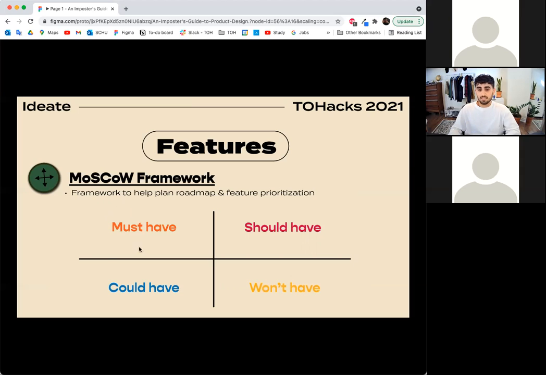So for instance, the must-haves would be non-negotiable items for your product. Should-haves would be important items, but not as important as the must-haves. Could-haves are nice-to-haves, and the won't-haves are things that you don't want to be prioritizing for this product. It's really good at helping you not waste time, because as iterative as the design process is, it's also very easy to fall behind in this ideal design world. So this helps create realistic roadmaps for your product.